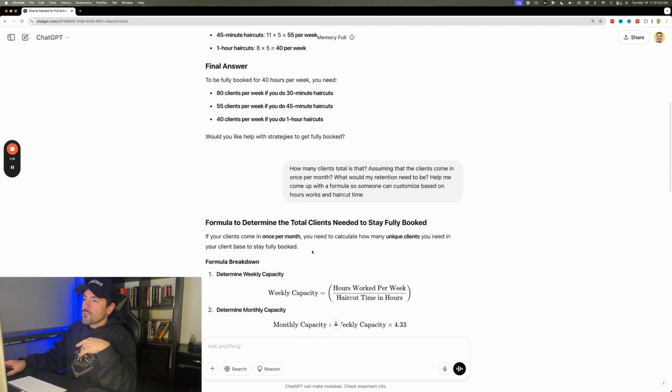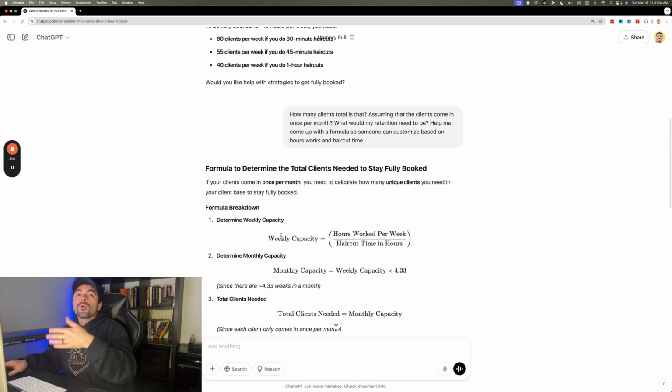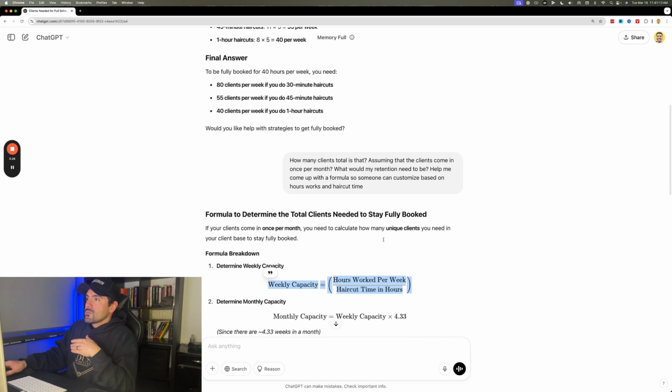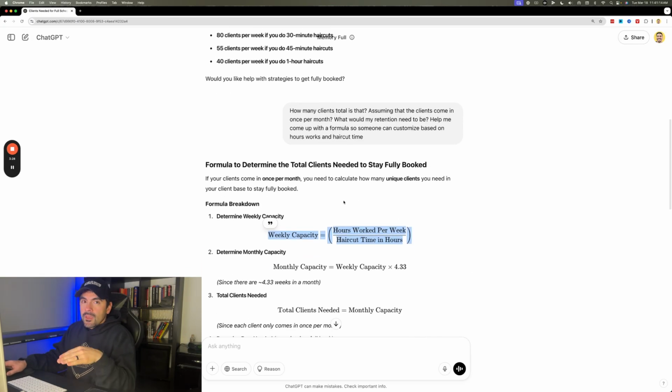And this is actually the formula. If you work more than 40 hours or less, you can use this formula here to break it down. So the way that ChatGPT did it was, first the assumption is clients are coming in once a month. If it's more than that, then you need fewer clients.